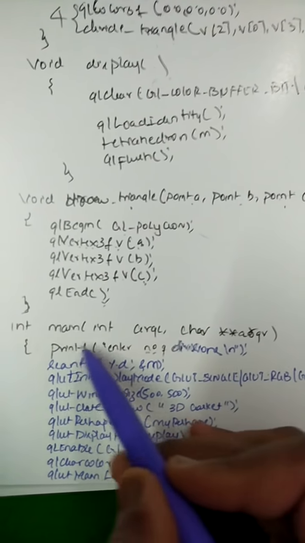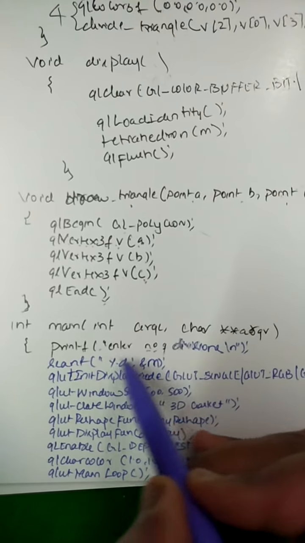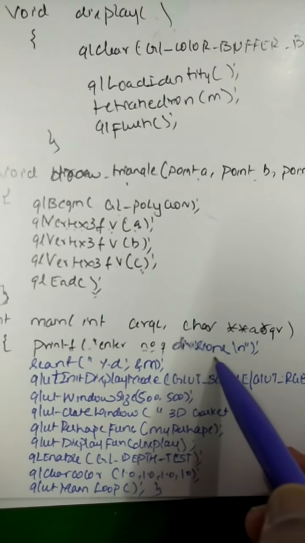Now come to the main function. So here I am, int main(int argc, char **argv). So printf: enter the number of divisions, it is asking.